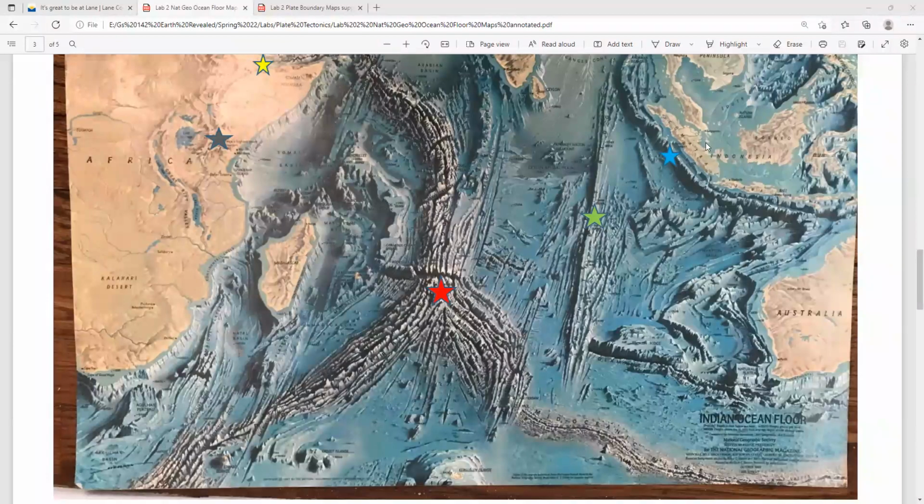Here's the island of Sumatra. This is Java. This is a trench. And in fact, the 2004 tsunami that took place in the Indian Ocean was generated by movement along this plate boundary. And the movement started somewhere right in here.